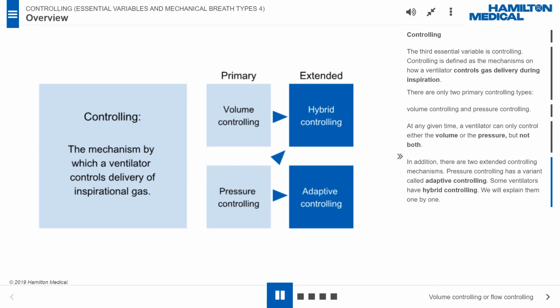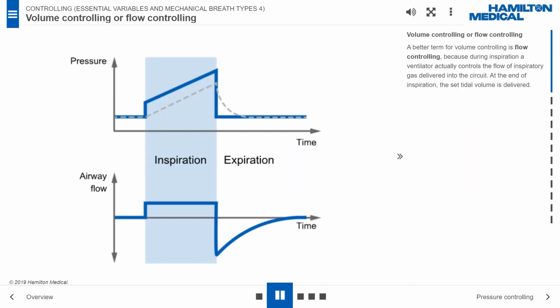Pressure controlling has a variant called adaptive controlling. Some ventilators have hybrid controlling. We will explain them one by one. Volume controlling, or flow controlling.